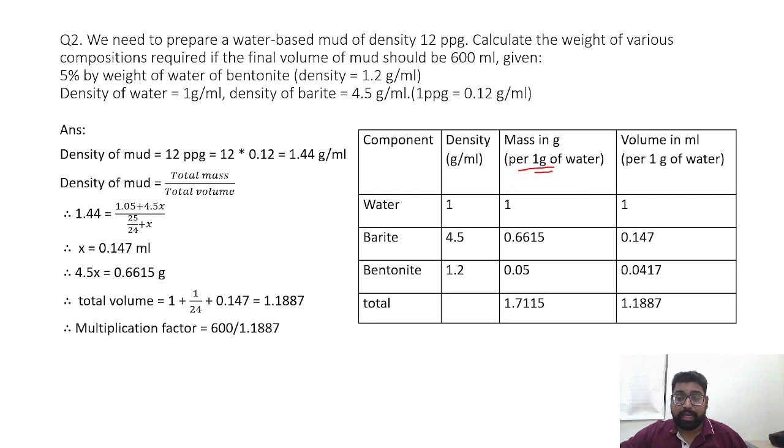So now we need to create a new table where I need to remove this. Again, I need to remove this. So this is the actual volume. Now this table is for the volume of 600 ml. So 600 ml of mud, new table. We need to multiply each term with the multiplication factor. Where is the multiplication factor? 600 upon, what was the multiplication factor again? Let's calculate 600 divided by 1.1887.